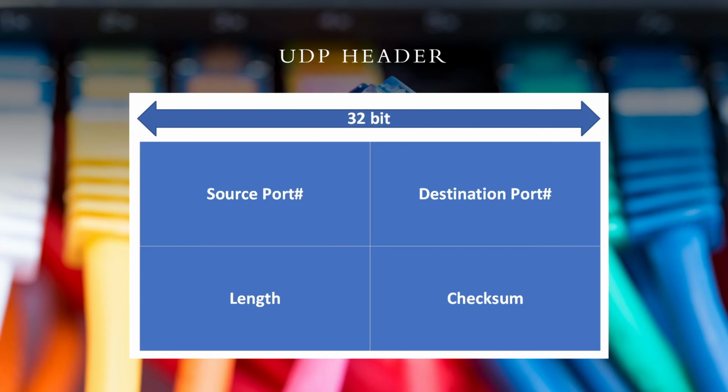UDP performs minimum error control, and therefore it is mostly used in applications such as video streaming, in which transmission speed is more important than transmission reliability. The other application that uses UDP is the domain name system, or DNS, that is used to look up the IP address of a domain name. This small header helps processes have fast communication for large files such as video.